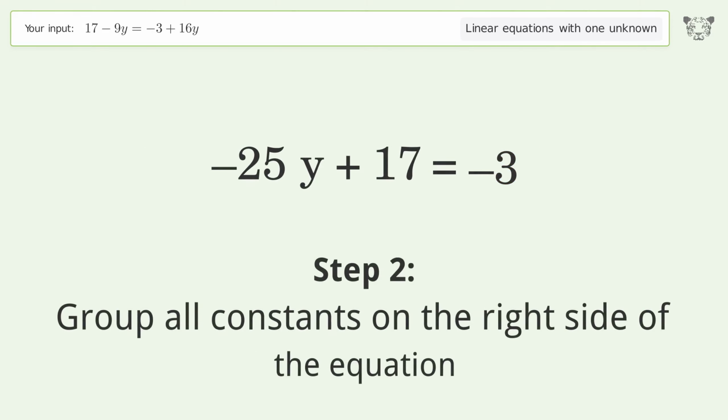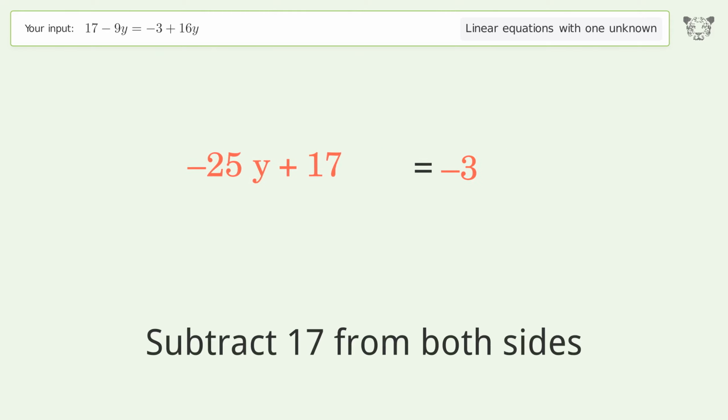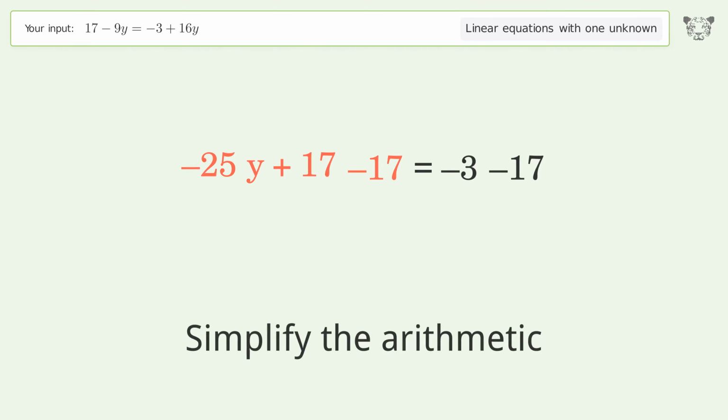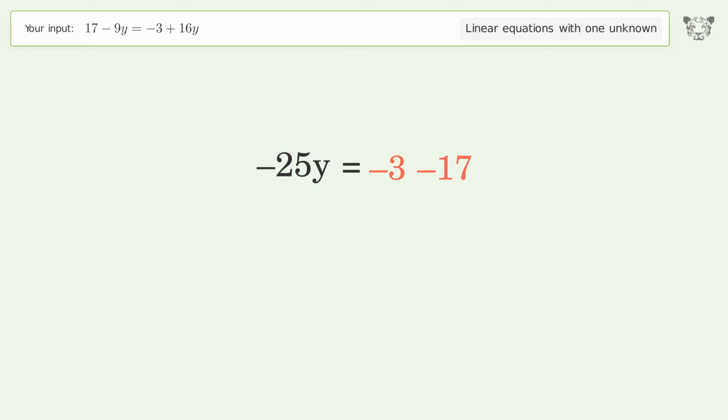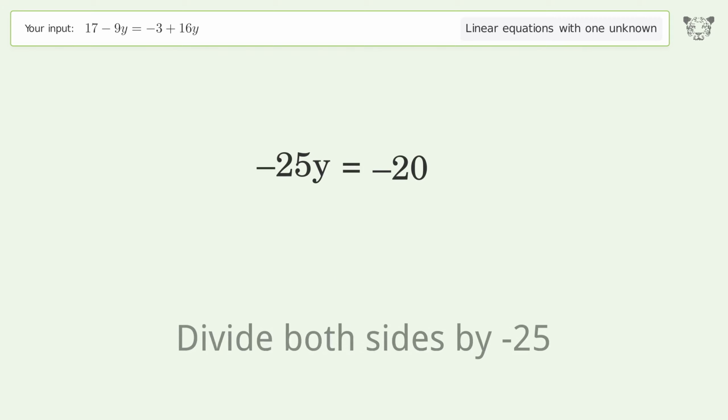Group all constants on the right side of the equation. Subtract 17 from both sides. Simplify the arithmetic. Isolate the y. Divide both sides by -25.